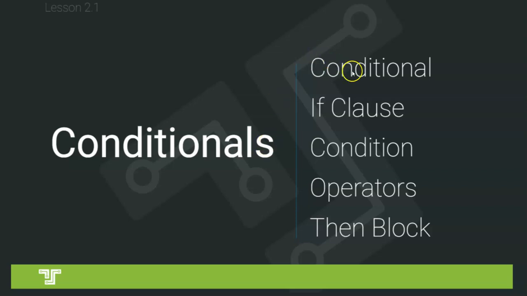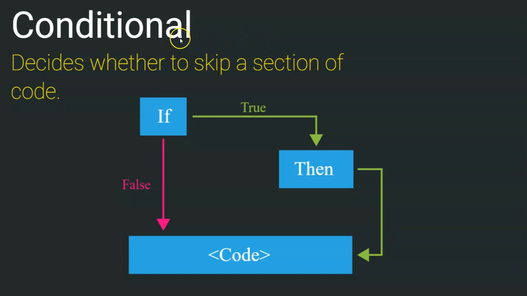Some of the words we're going to look at are conditional, if clause, condition, operators, and block. So let's get right to it. A conditional, like I said, decides something. In the programming world, it decides whether to skip a section of code or not.